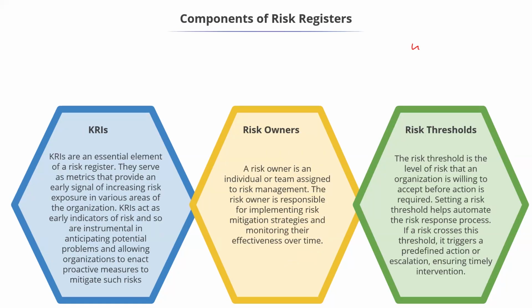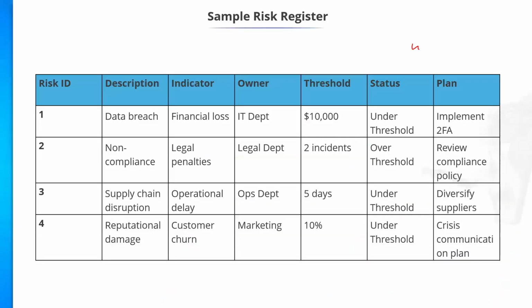You have KRIs, a very essential element. They serve as a metric that provides an early signal of increasing risk exposure in various areas of the organization. For example, when we go for our health checkup, they have defined the values. If that value is above or below, you have to go to the doctor. They will mention that in bold. Then risk owners, who will manage the risk, and the threshold that the organization is willing to accept before an action is required.